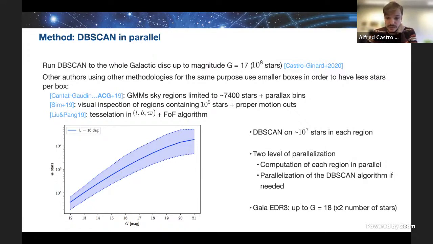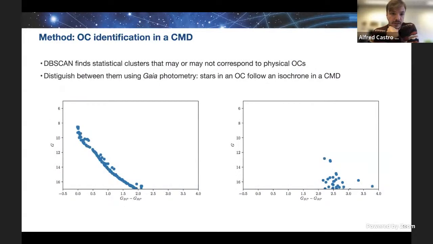And now in the last work that we did using EDR3, we went to magnitude 18. So that means basically doubling the number of stars in the same order of magnitude. We could go farther because there is not a limitation in the computational framework, let's say. But the thing is that if you go deeper in magnitude, you are dominated by errors, and we don't want that. Okay, so this will be the clustering step.